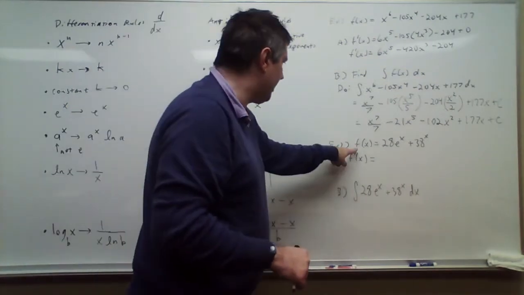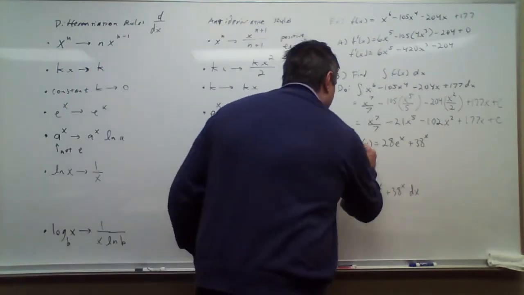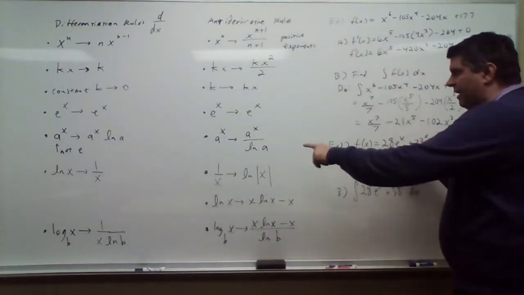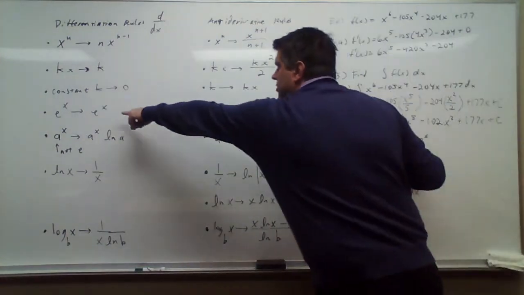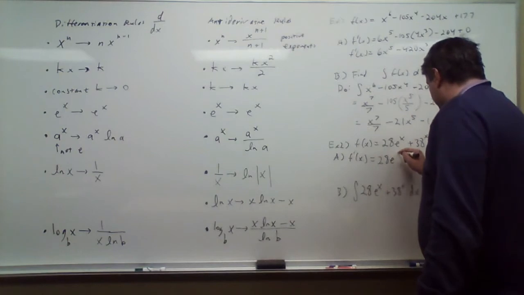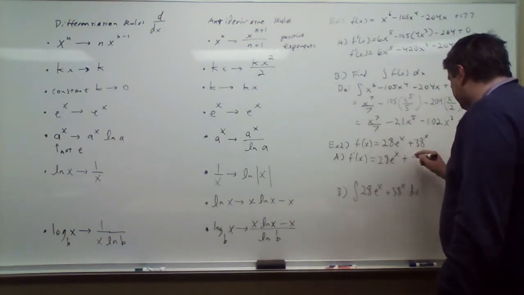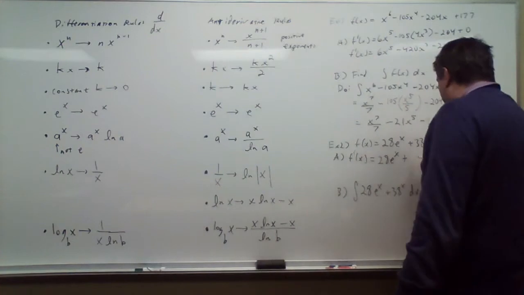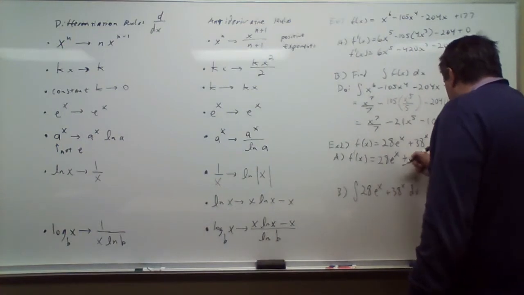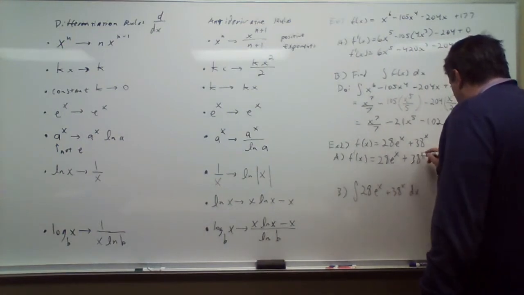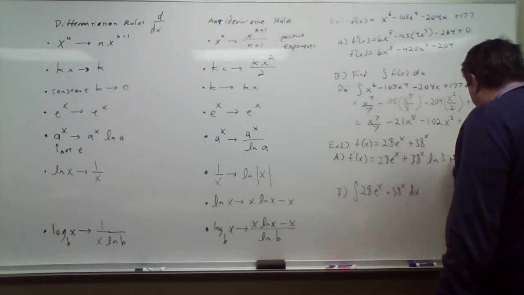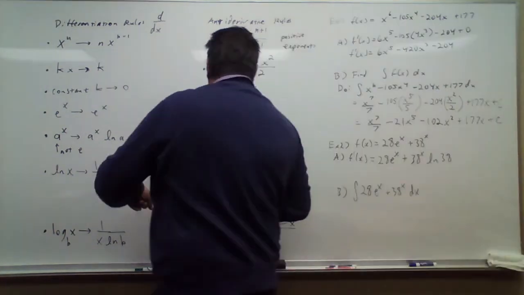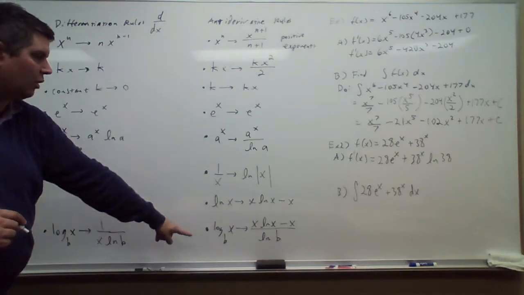Now the derivative of 28 e to the x would be 28 times the derivative of e to the x, which is just e to the x. Plus, this is not e, so we'll follow this rule. That will be 38 to the x power. And then you have your natural log of the base, 38. So that's your derivative.